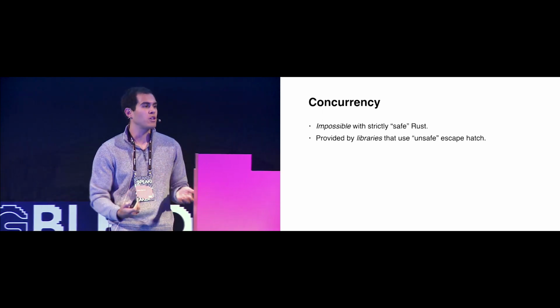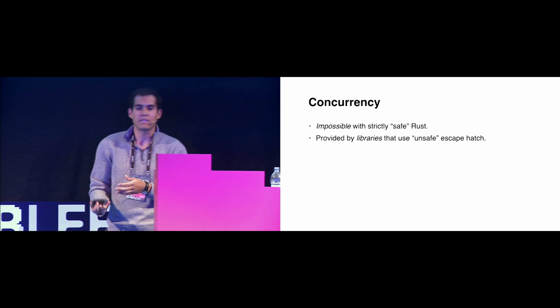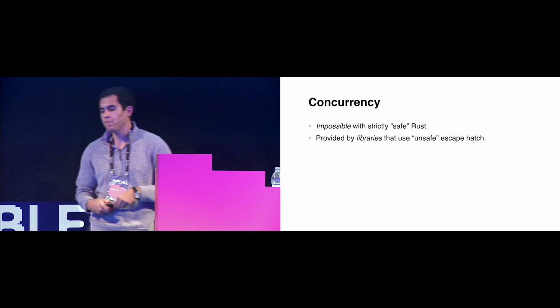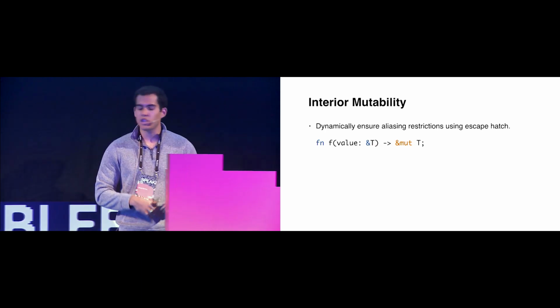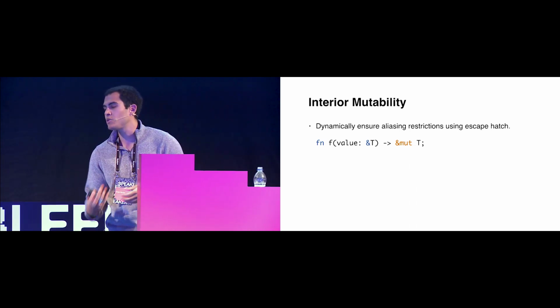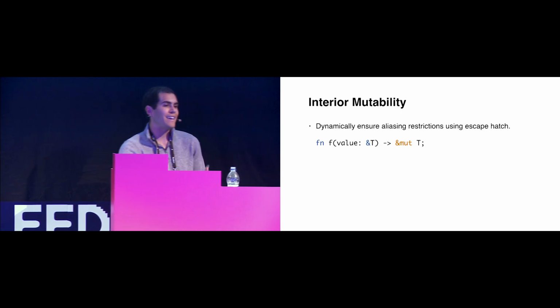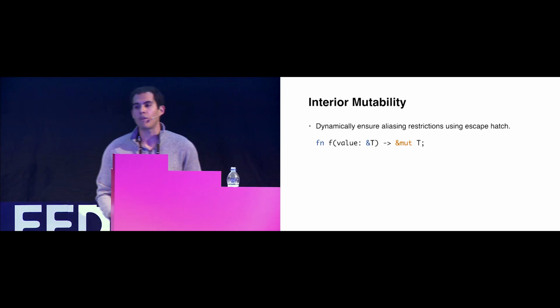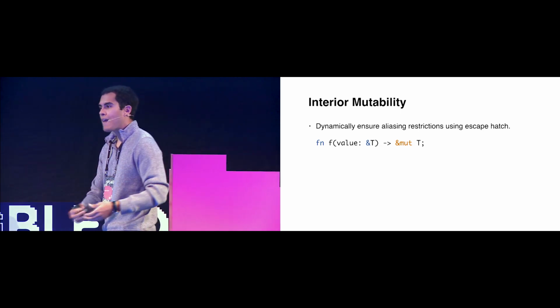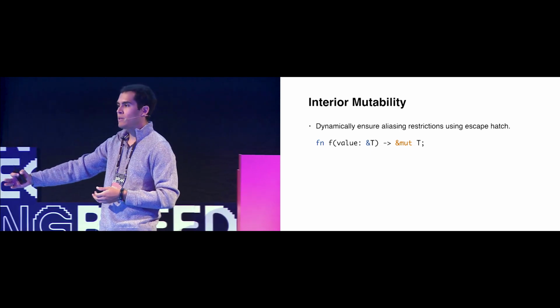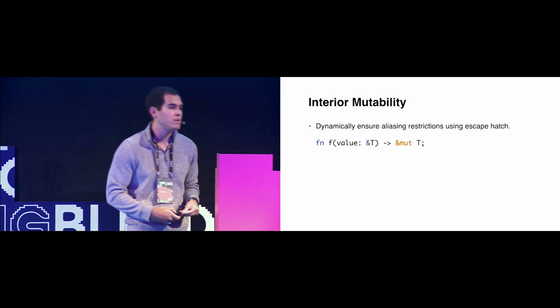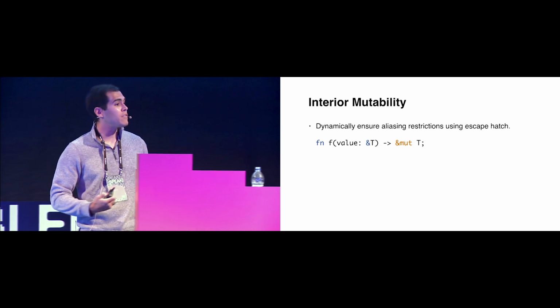And in particular for concurrency, you're going to use a particular kind of unsafety called interior mutability. The idea behind interior mutability is you're going to dynamically ensure aliasing restrictions using this escape hatch. What it's going to look like is you're going to have this function that takes a shared reference, an immutable reference, so you can have a bunch of them, and it's going to give you a mutable reference. Now, you cannot write this function in safe code, but we can write it with unsafe code.